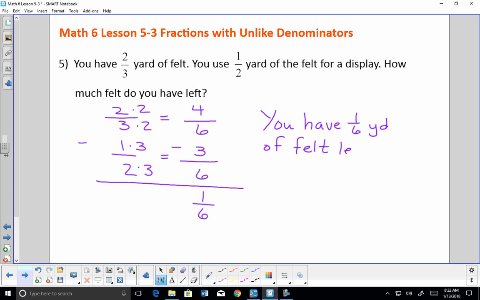Fractions with unlike denominators are not difficult, they just have one more step to them. And you need to make sure that you can find your least common denominator. If you can't find it, use the least common multiple. You always want to find the least common denominator because then you don't have to simplify at the end.